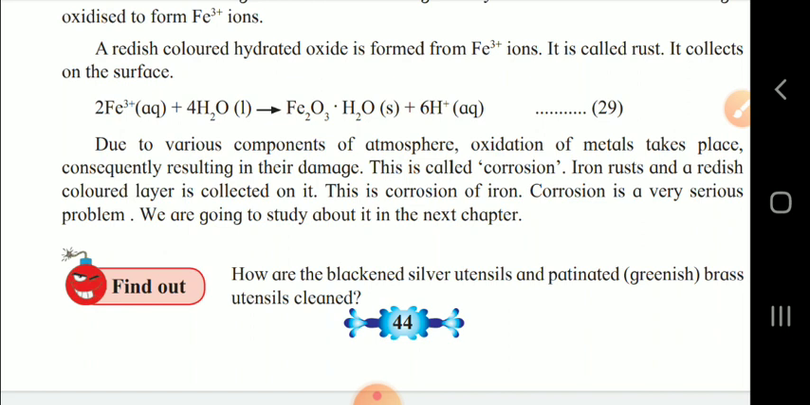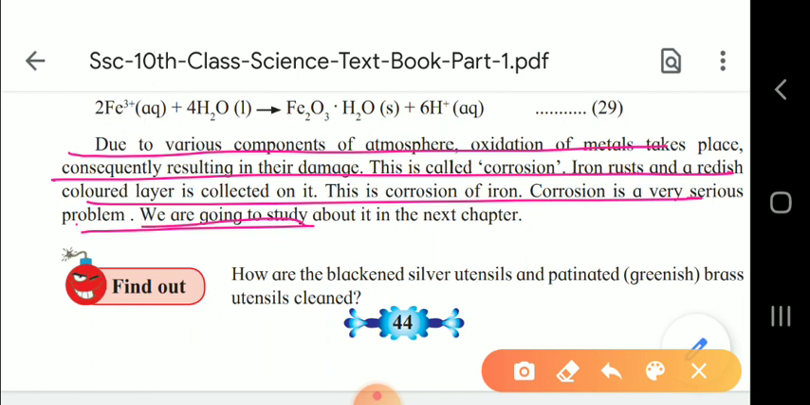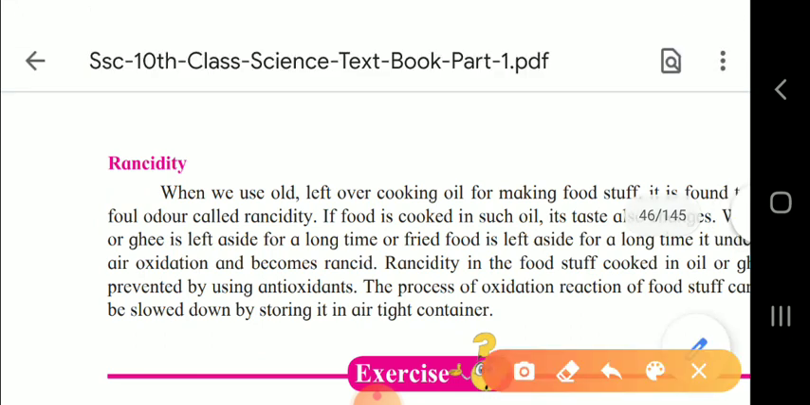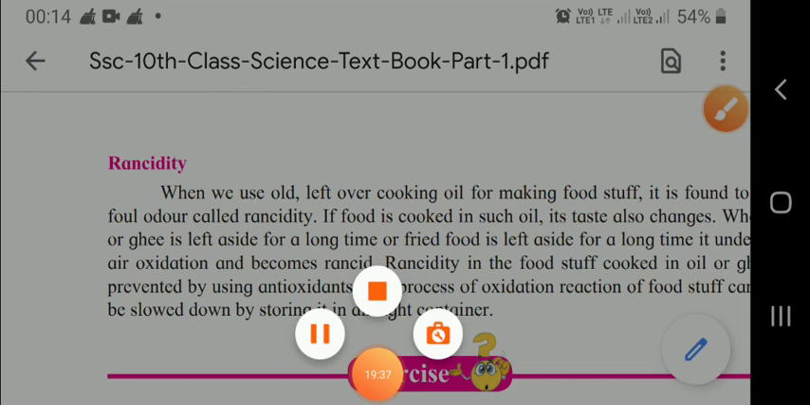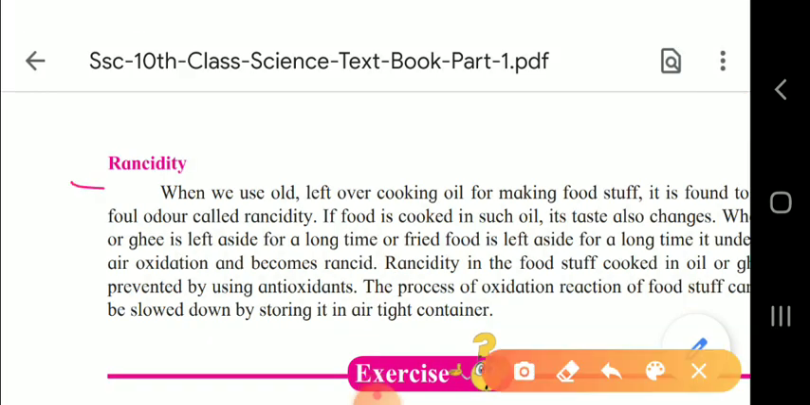The next topic is rancidity. So these points you have to underline, children. Till here you have to underline. Now we'll see the next topic, that is rancidity.